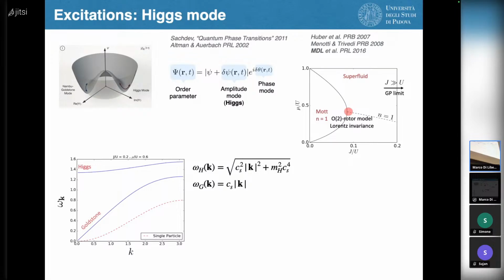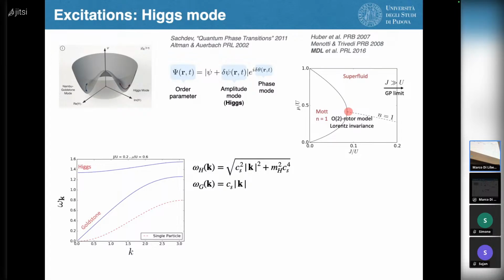Yes? Why do we have a Goldstone mode if we are talking about condensing? Because every time you have continuous U1 symmetry breaking, you're condensing. No, here you go from a MOT to superfluid. So here you're only breaking U1. It's a circle, U1, right? So the universality class is O2, the rotation group. We will go there in the next slide.